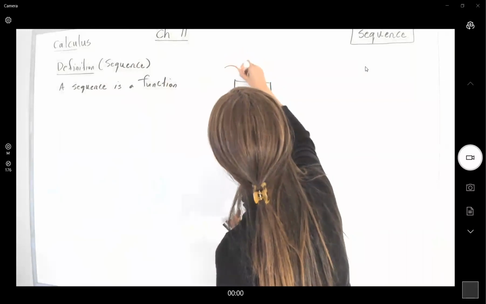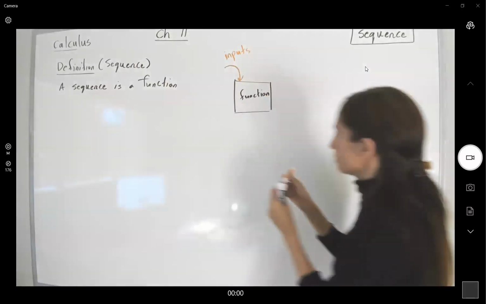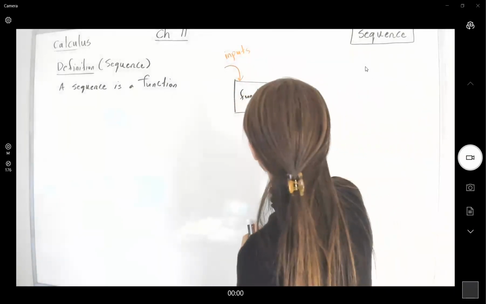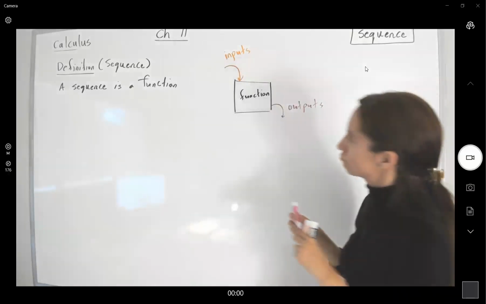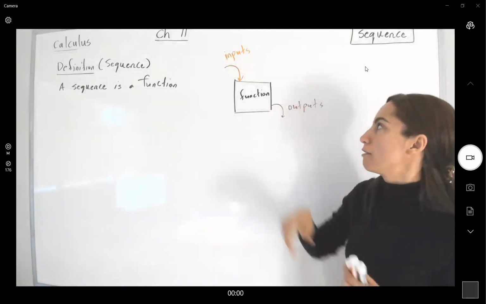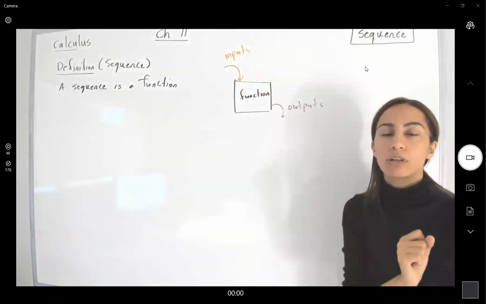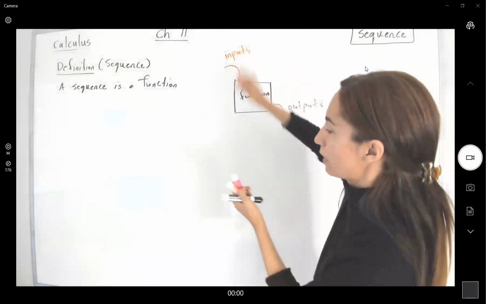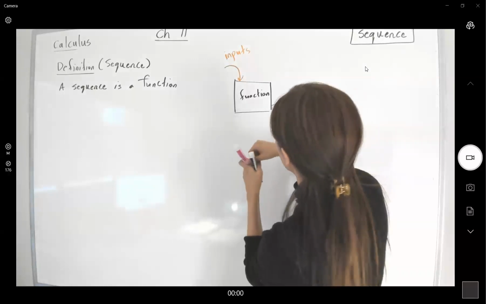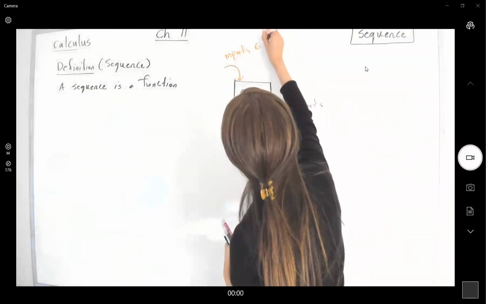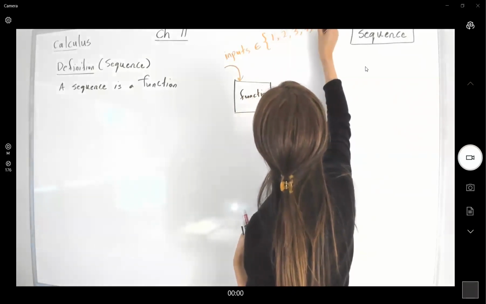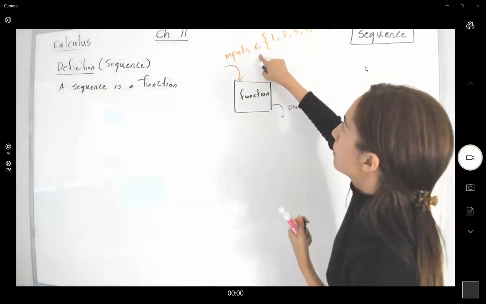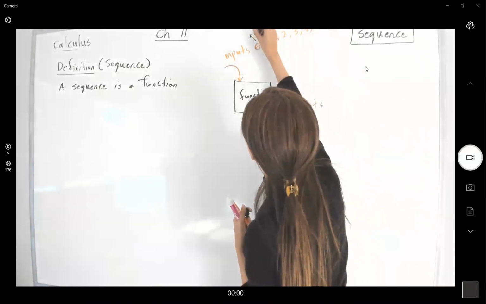Okay, input values, inputs. And then that function might or might not change those input values and give you some outputs. Okay, outputs. The thing is that when it comes to sequences, we restrict the input values. We usually take them from the natural number set. So the input values are natural numbers. They belong to natural numbers: 1, 2, 3, 4, and so on. This symbol means belongs to. So the input values are members of the natural number set.